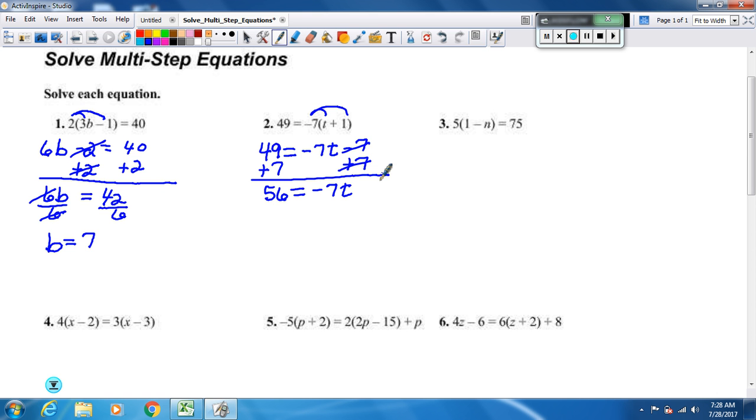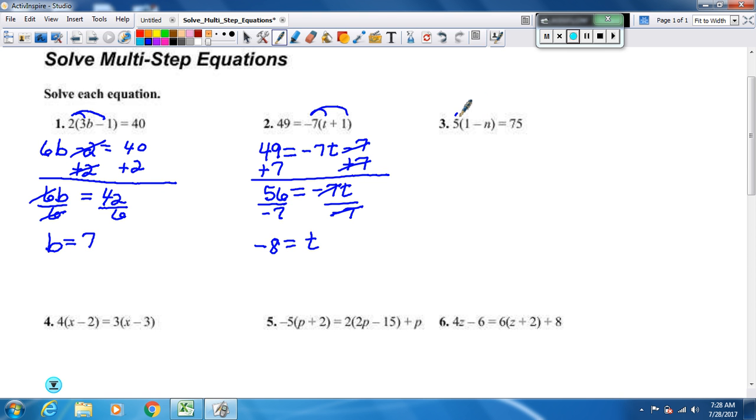Opposites cancel. Now this is -7 times t. The opposite of times is divide. So divide both sides by -7. Now we have a negative on the bottom, but we do not have a negative on the top. It takes 2 negatives to cancel it out. We only have 1. So that means my answer stays negative. 56 divided by 7 is 8 equals, top cancels with bottom, t. So -8 is the answer.